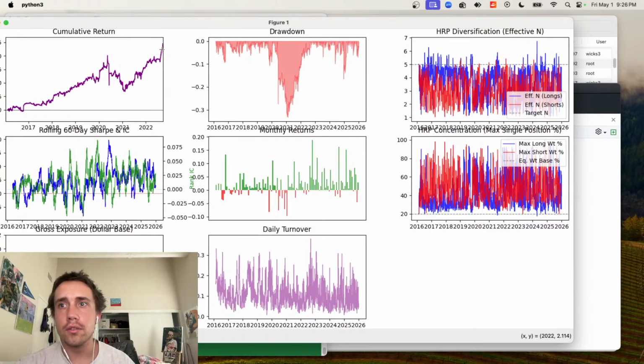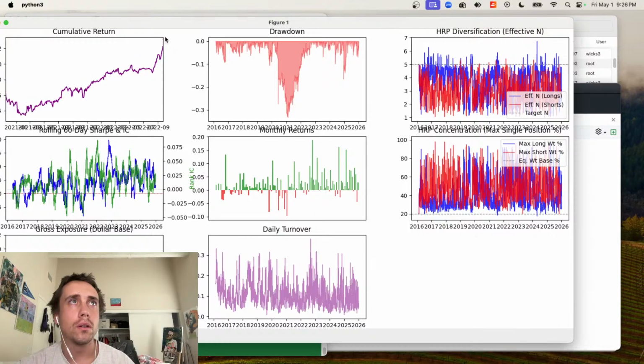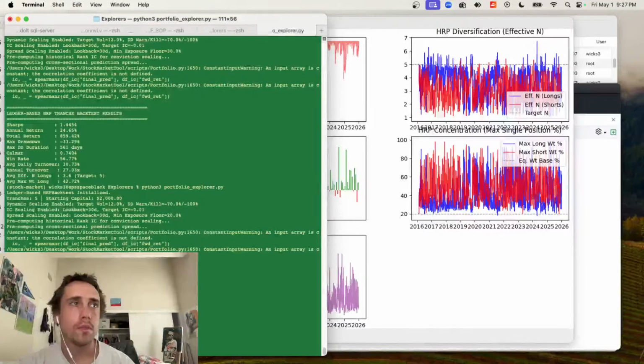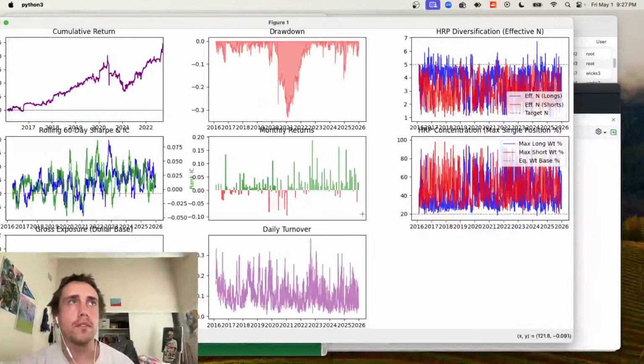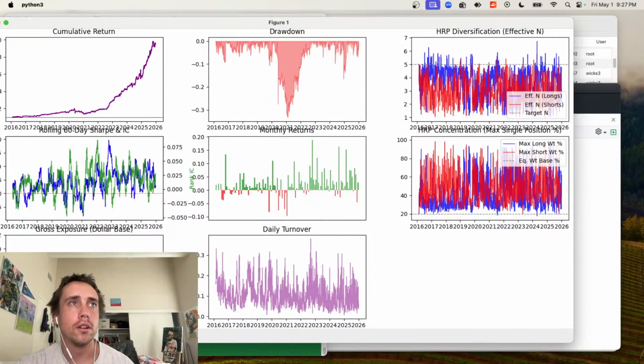However, by the second half of 2022, I recovered back to where I was. So in about 2 years, it recovered. What's the drawdown duration? Yeah, 561 days. But average profit of 25% per year is pretty good.